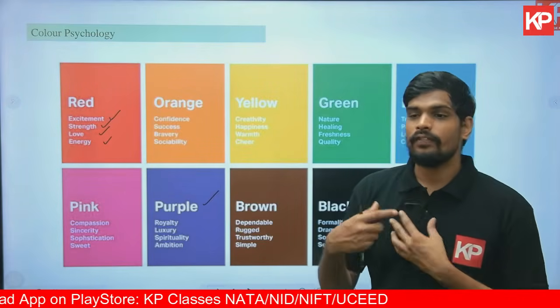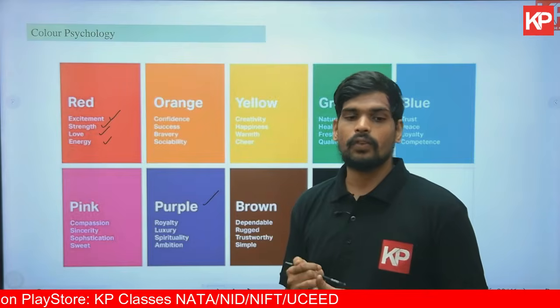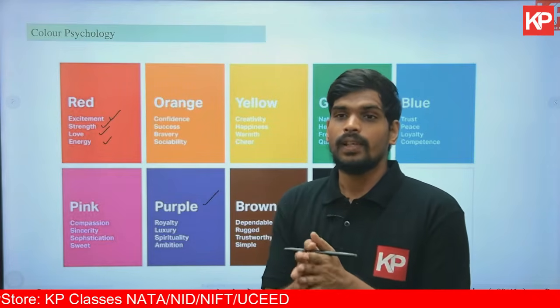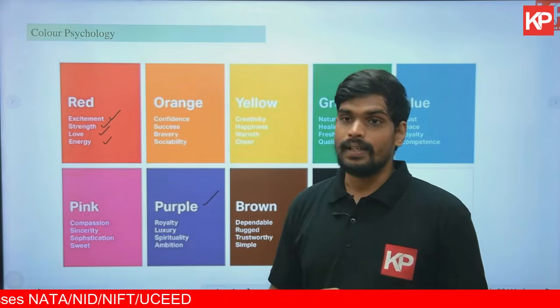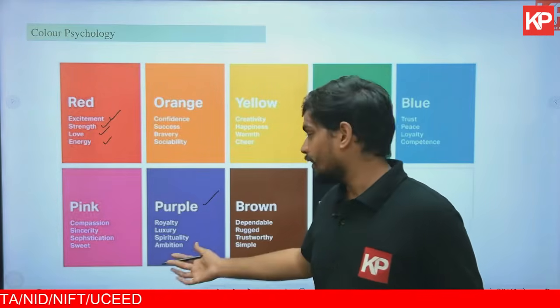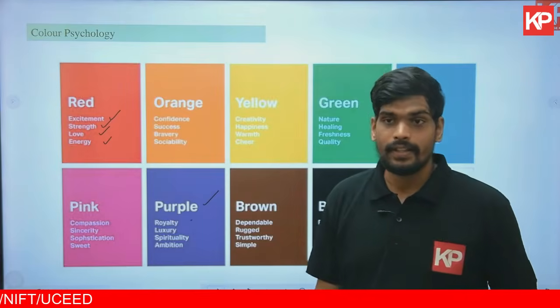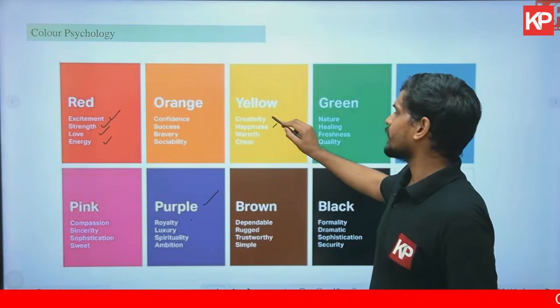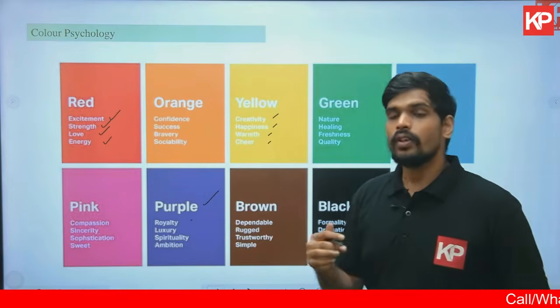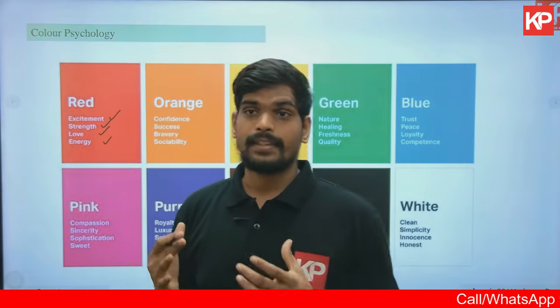So how do we use it? If someone asks you to create a logo for a luxury brand, you can generally use purple in it, right? It will create luxury in terms of psychology. It's a symbol for royalty, right? Yellow shows happiness, creativity, warmth and cheer. So each color has its own significance psychologically.